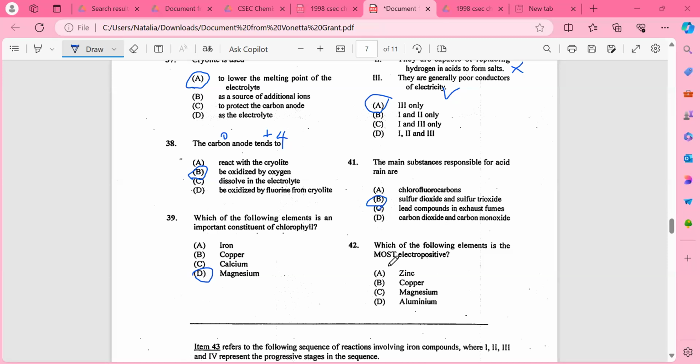Which of the following is most electropositive? So the most electropositive element is the one which is the most reactive. So in the reactivity series, the element highest in the reactivity series is going to be magnesium.